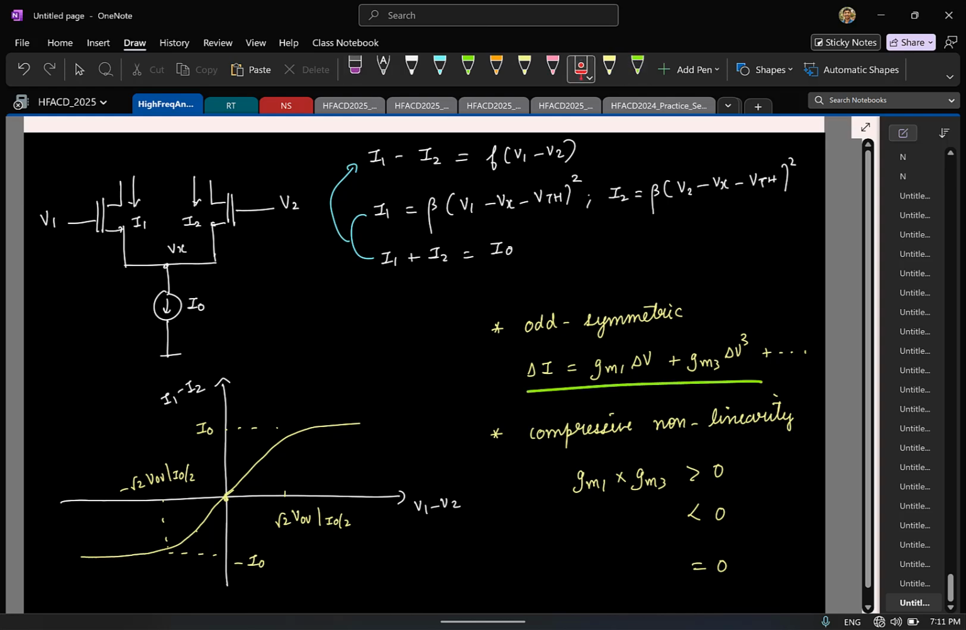Now I know that if I keep increasing delta v, the current will be reducing. So which means this term should be positive or negative? That's all. So this is actually less than 0.